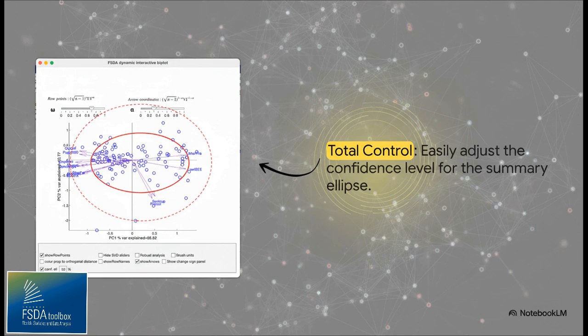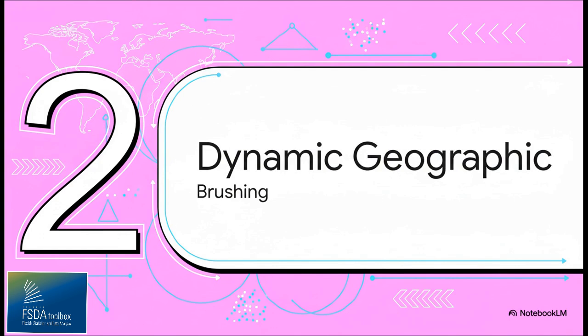See that little input box labeled conf, L? This is a total game changer, and I really want to emphasize this. You have total control. Want to see what a 95% confidence ellipse looks like? Just type 95 and hit enter. Boom. What about something smaller, like 25%? Type it in. The red ellipse resizes instantly, right before your eyes. It gives you this incredible, intuitive feel for how your data is spread out, just by playing with that one number. It's fantastic.